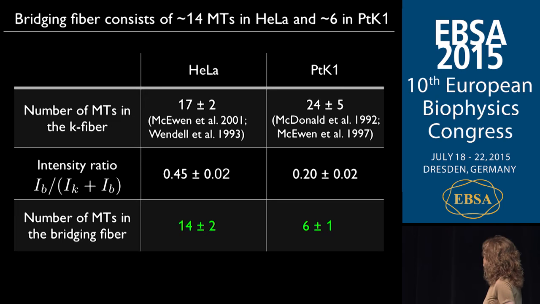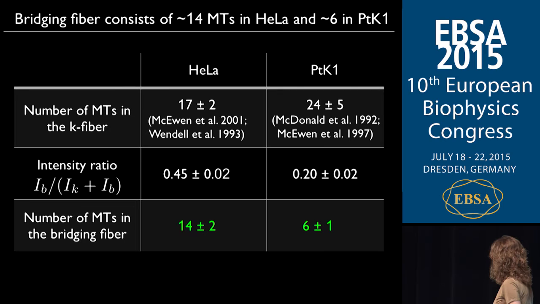And we can measure this signal in many cells, and then by using the known number of microtubules in the K fiber and the ratio of the two signals that I have shown you before, we can calculate how many microtubules are in the bridging fiber. So it is known from electron micrographs and the works of other groups before us that HeLa cells contain about 17 microtubules in the K fiber. And our bridging fiber has an intensity of about 45 or 50% compared to the fiber that consists of the K fiber and the bridging fiber together. So in the end, we get the result that the bridging fiber contains 14 microtubules on average.